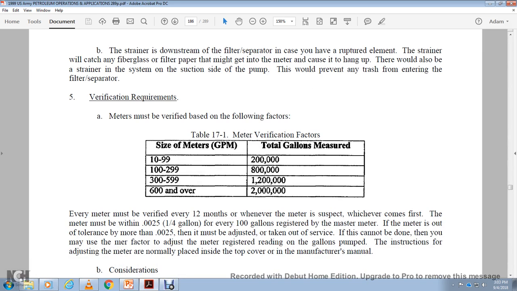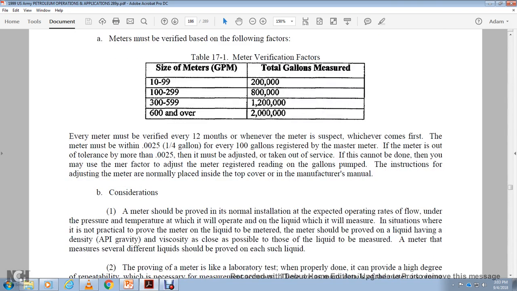The meter must be within 25 ten-thousandths, or 1/4 of a gallon every 400 gallons required. With the master meter, if the meter is out of tolerance for the 25 ten-thousandths, it must be adjusted with a factor to register the reading of the gallons pumped. The instructions for adjusting the meter are normally placed inside the top of the cover or in the manufacturer's manual.